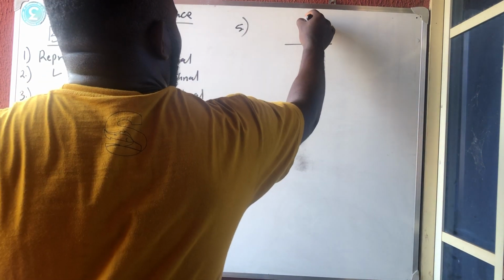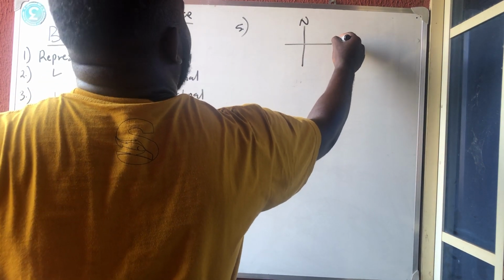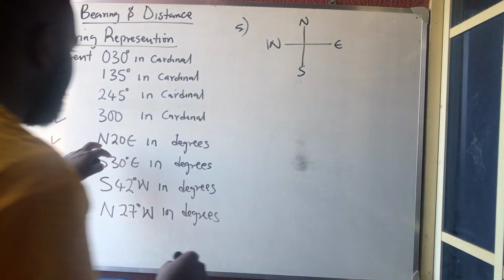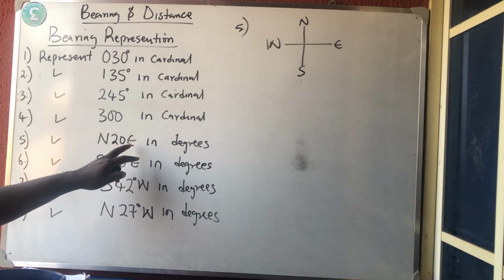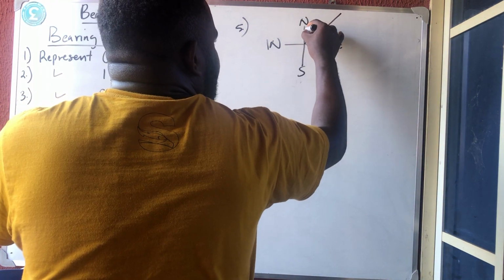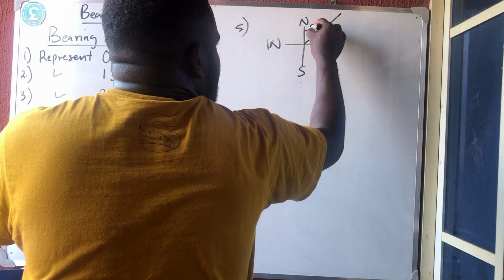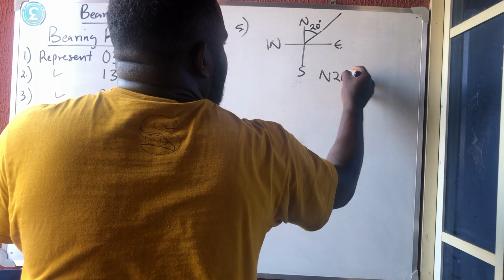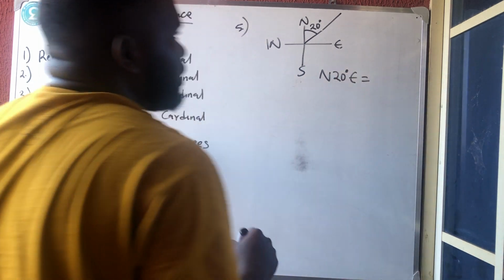Okay, this is my north, south, east, and west. This one said north 20 degrees east, which is north and east. I will draw here, and then the angle must be with the vertical. So this is my 20 degrees. Therefore, north 20 degrees east is equal to what? Change it in what?